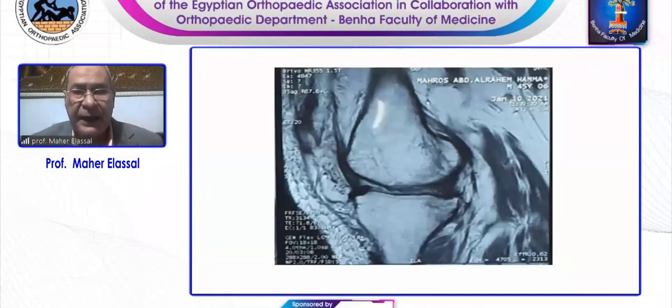In the sagittal view of the MRI of this patient, we notice a dense fibrous band extending from the patellar tissue to the pre-tibial recess. This is named the patellotibial band.